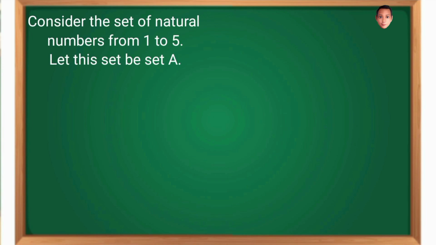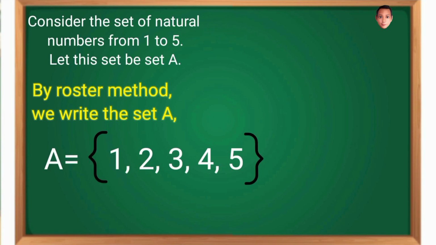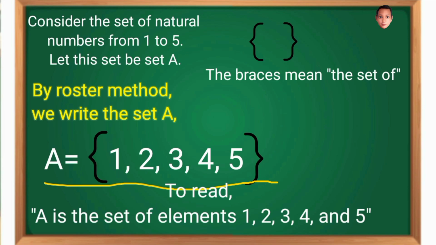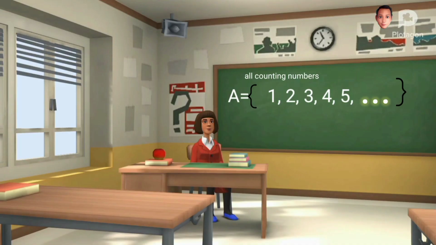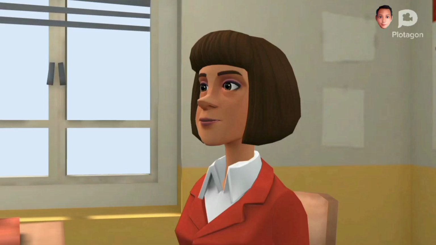Let's go back to this question. How are we going to write the set of natural numbers from 1 to 5? Let this set be set A. By roster method, we write the set. The braces mean "the set of." To read this set, A is the set of 1, 2, 3, 4 and 5. Or A contains the elements 1, 2, 3, 4 and 5. If the set contains a lot of elements, you can use an ellipsis. An ellipsis is a set of 3 dots indicating an omission in a text or number. Can you follow? Yes, ma'am.